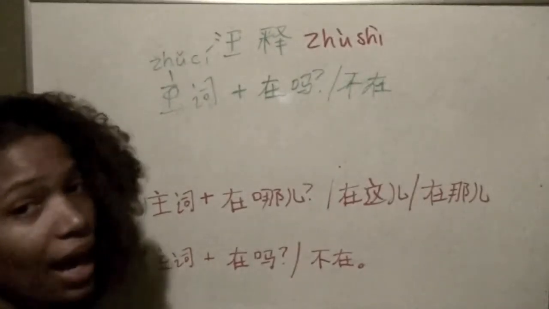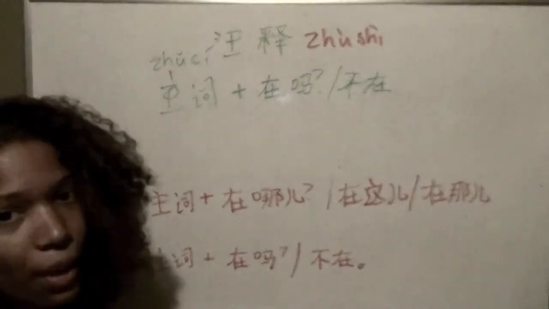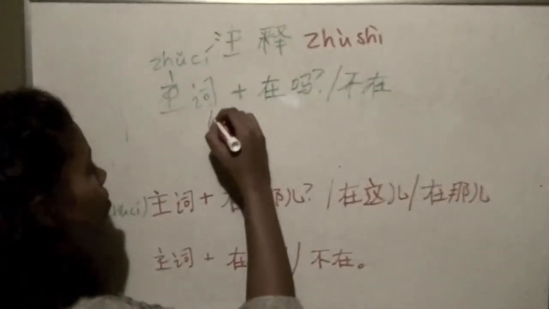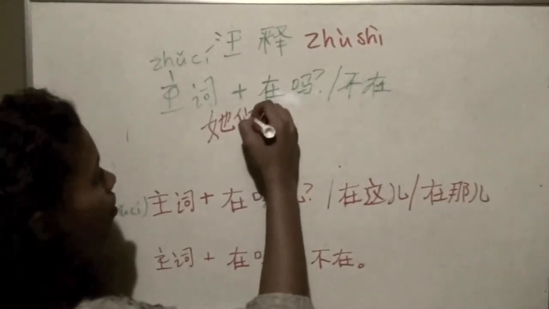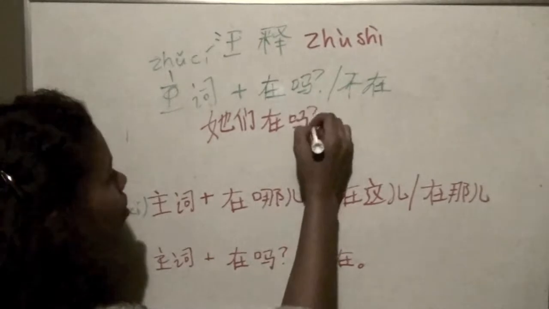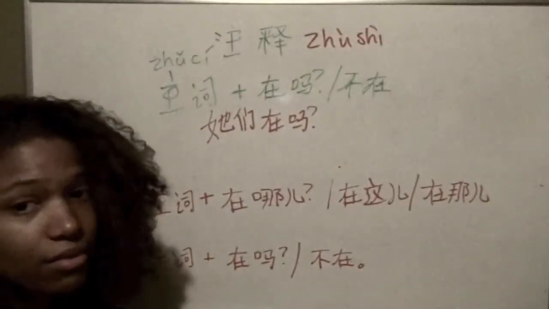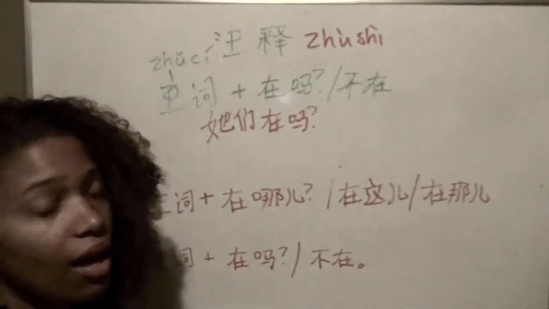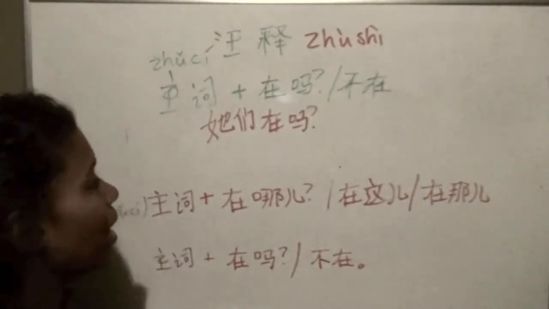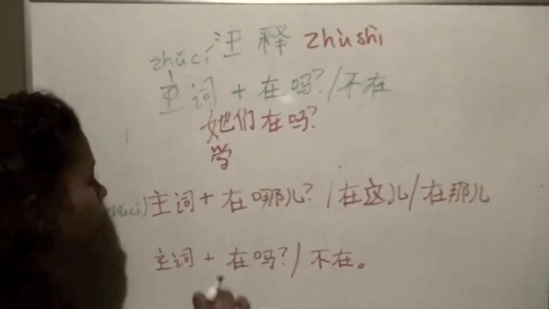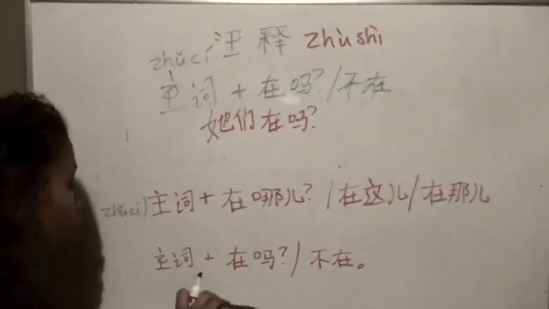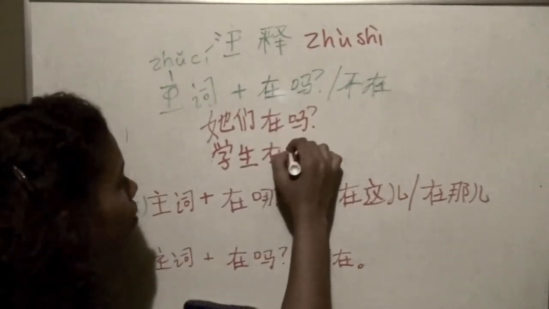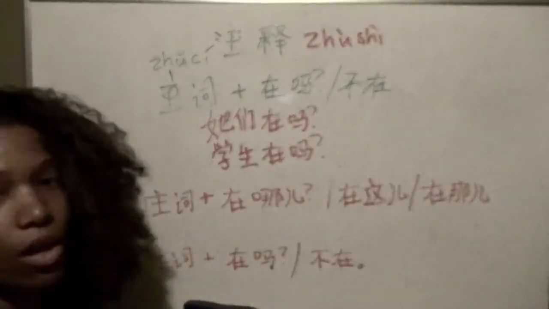她在吗? Is she there? 他们在吗? Are they there? So, let me use my red marker. 他们在吗? Are they there? 医生在吗? Is the doctor there? 老师在吗? Is the teacher there? 学生在吗? I'll do 学生。 I have to cut out a lot of this. 学生在吗? Okay, so are they there?